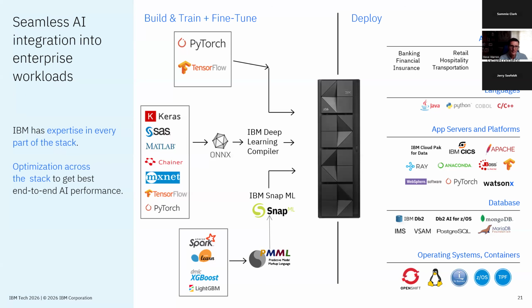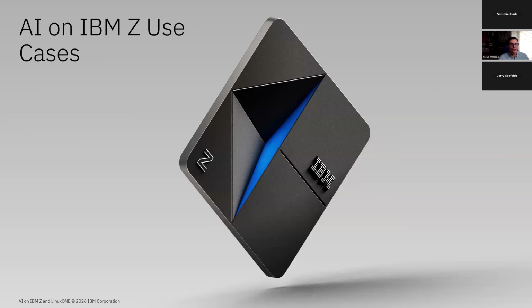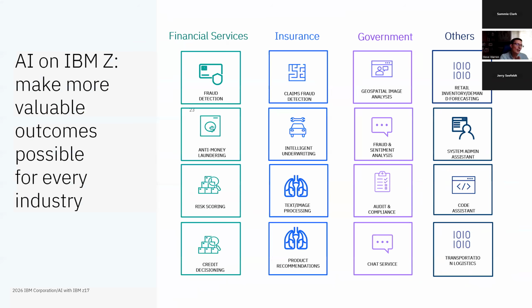Okay. Let's talk about the AI use cases. In every industry, whatever industry you're in, there are use cases for AI on IBM Z. Financial services have very obvious benefits because of the very tight SLAs they have, and to be able to do some of these things. We'll show you some simple as well as complex ones. But you know what? There's fraud in every single industry.